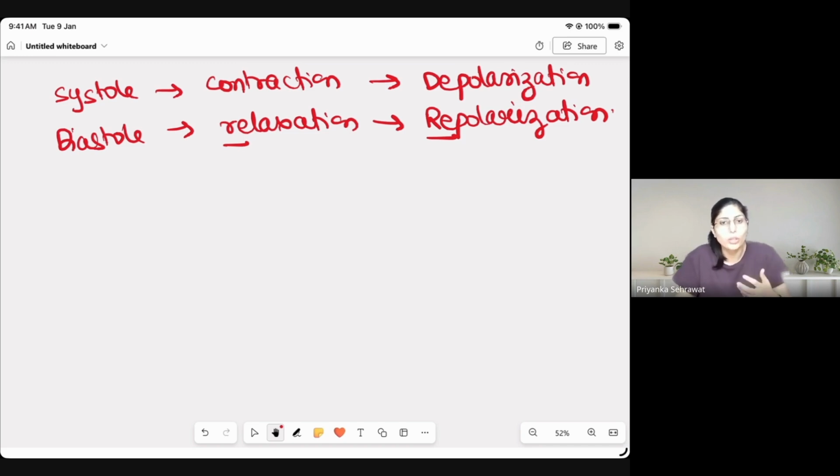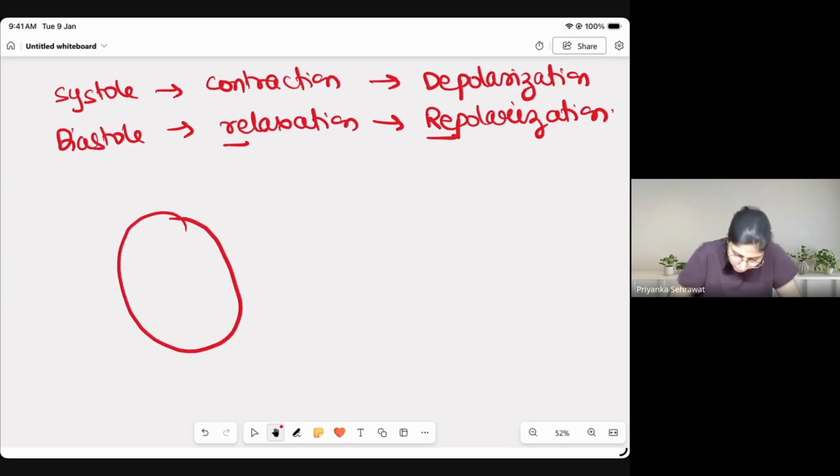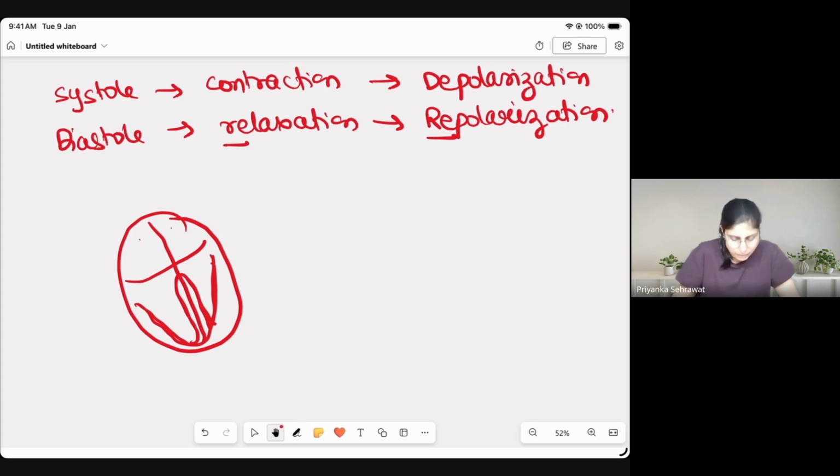Why is it important? How do we know what all waveforms are formed and how the waveforms are formed, right? Or which wave corresponds to which part of the cardiac cycle? So let me explain that to you. If this is your myocardium, and this right here is your ventricular septum and the ventricular muscles. So these are your atria, right and left. These are your ventricles, right and left.